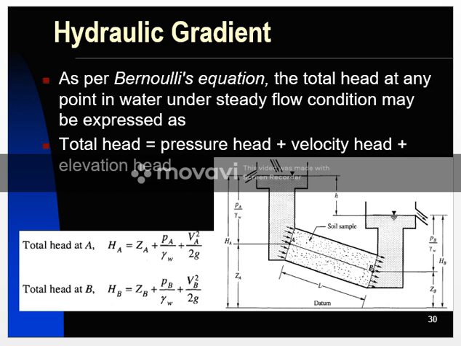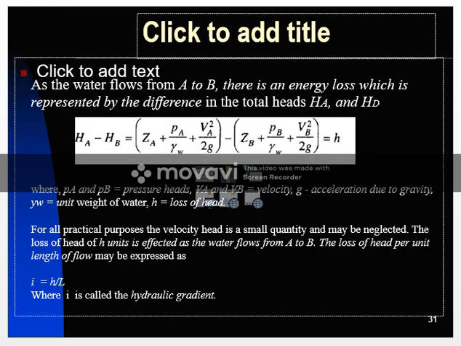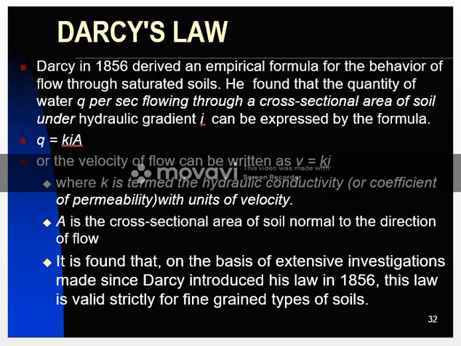This is about Bernoulli's equation. Total head is equal to pressure head plus velocity head plus elevation head. Using Darcy's equation, we can find out this water movement. This is about Darcy's law, which was derived in the year 1856. Q = KIA.